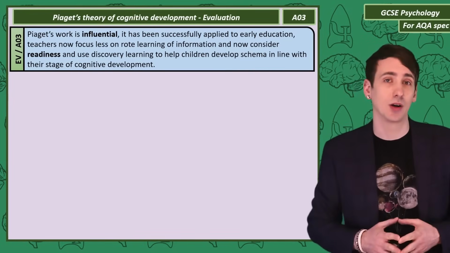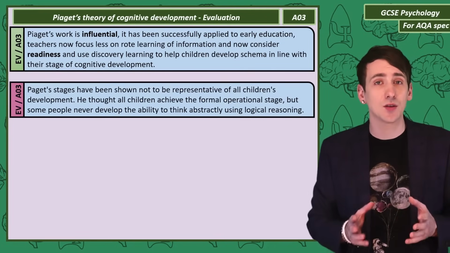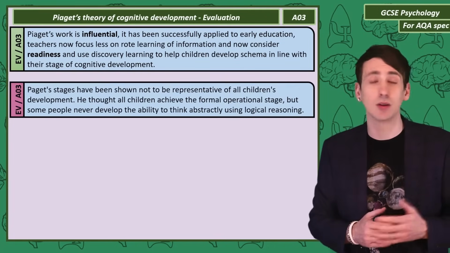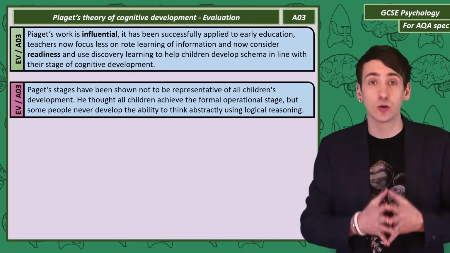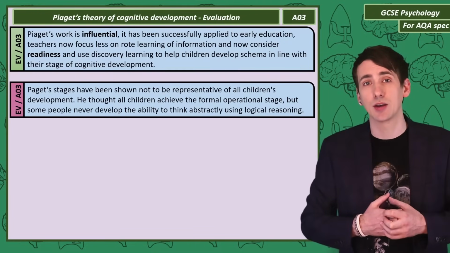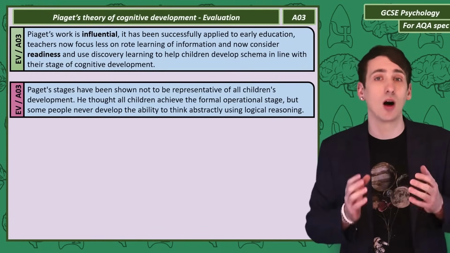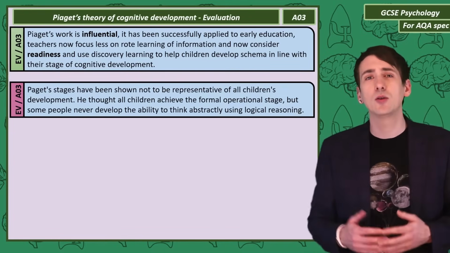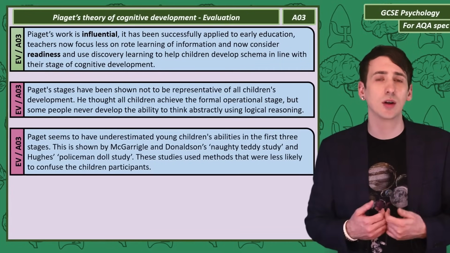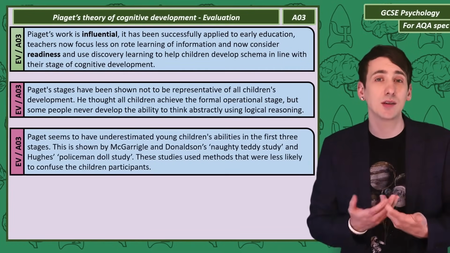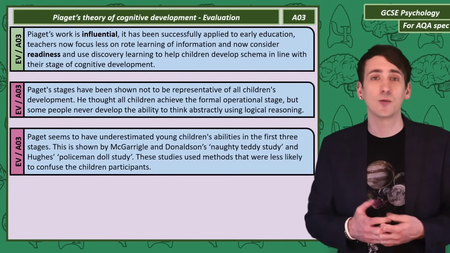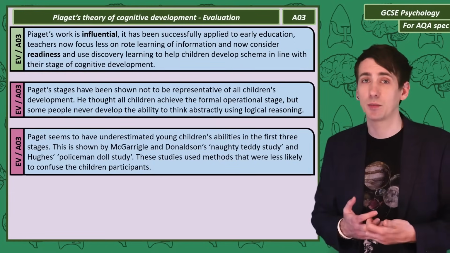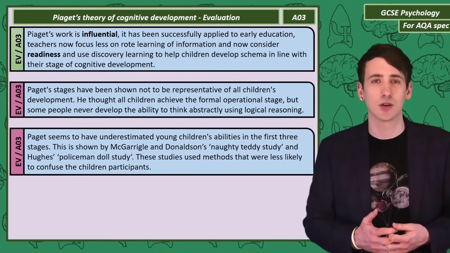But there are criticisms of Piaget. The stages suggested by Piaget don't match the development of all children. He thought all children would achieve the formal operational stage. But some people are never able to use logical reasoning to think abstractly. And also shown by research we're about to cover, Piaget seems to have underestimated children's abilities. It's thought that some of the original methods used by Piaget were a bit confusing to the children.